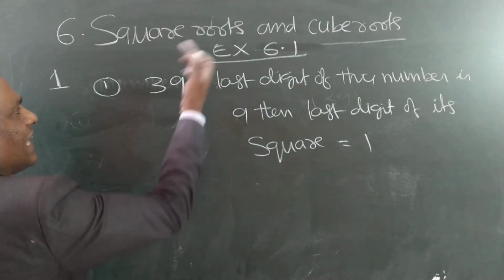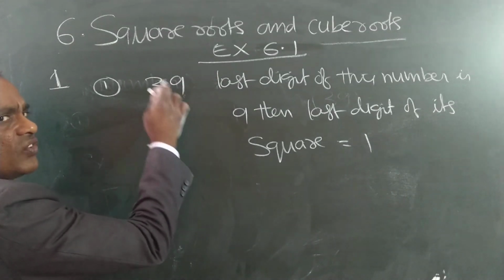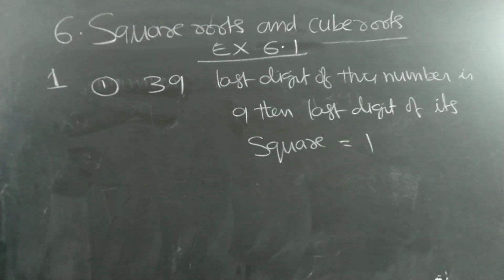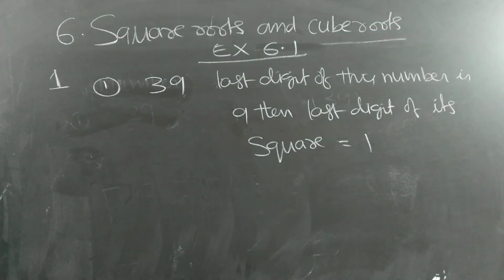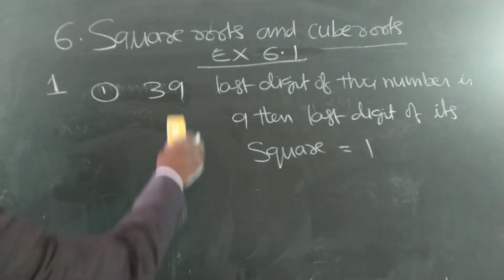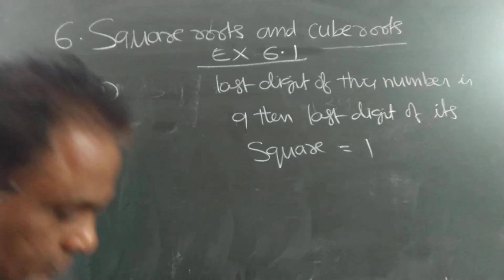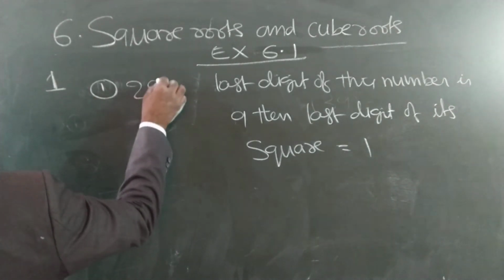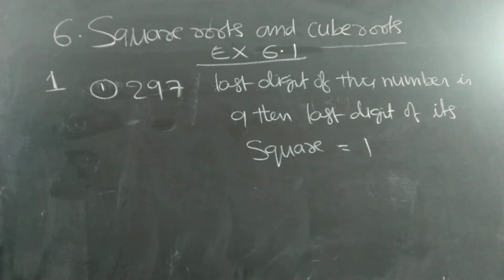Or square this 9, the last number only. 9 squared is 81, and 81 means the last number is 1. Like that we can take it. Similarly, do the remaining bits. Try. Square the last digit only.